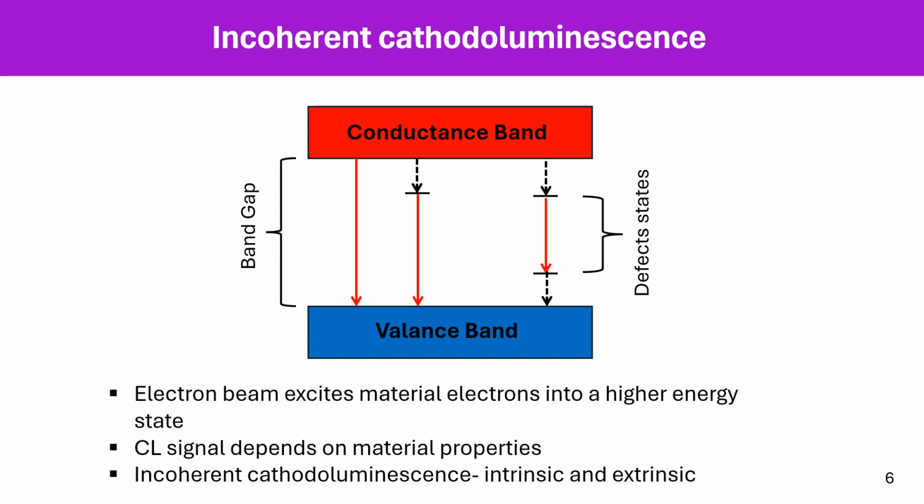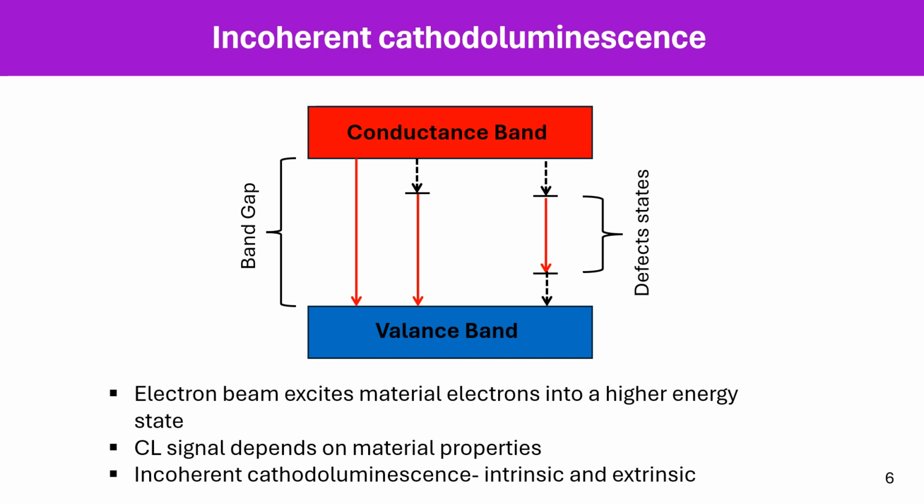What happens in this process is, if you have an electron beam incident on a material, it excites electrons in the material to a high energy state. At room temperature, as we all know, the electrons are present in the low energy valence band, and when they absorb energy, they are excited to the conduction band.